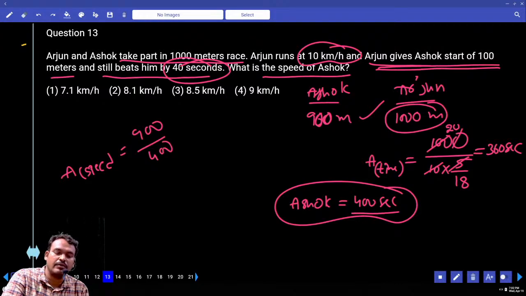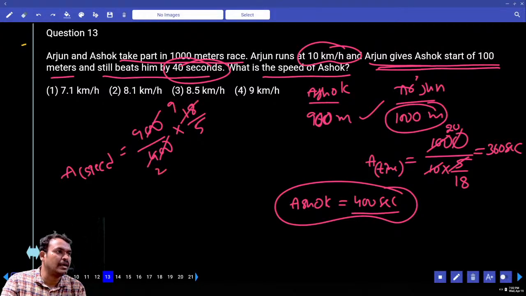But all the options are given in kilometer per hour, so multiply by 18 by 5. 2 zeros are cancelled. 2 2s are 2, how many times? 9. 9 9s are how much? 81. By 10 means 8.1 kilometer per hour.